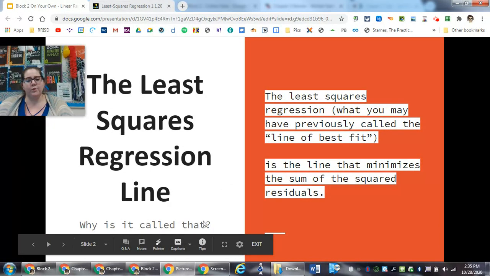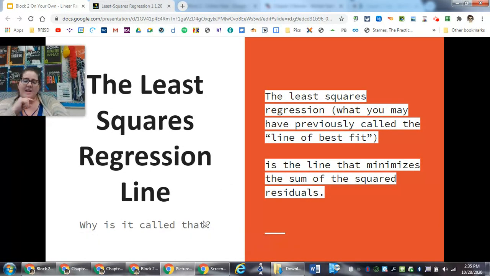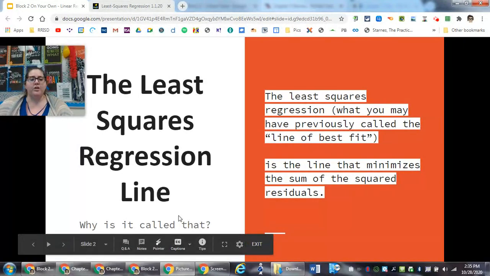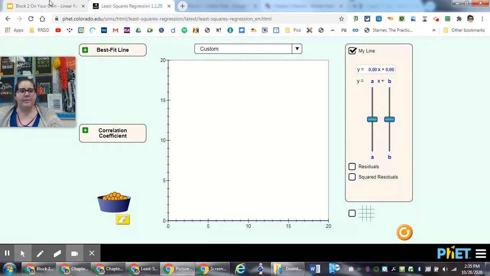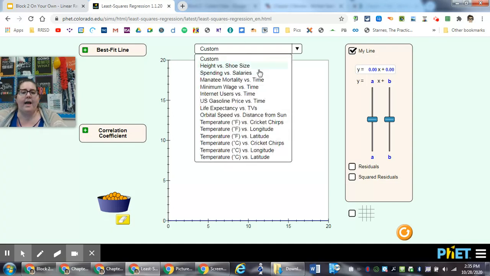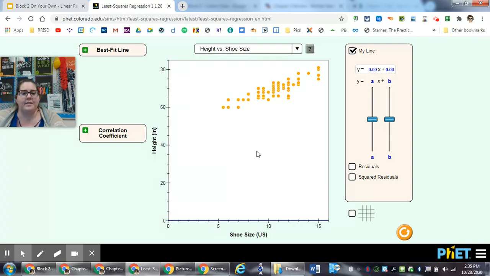If you remember, a residual is the vertical distance from each point to the line. It's the distance between the predicted y value and the actual y value. I'm going to look at a little applet. The link for this applet is in the speaker notes section of this slideshow, so you can play with it later. Here's height versus shoe size data that was on this website, which is convenient since that's what we talked about in class.